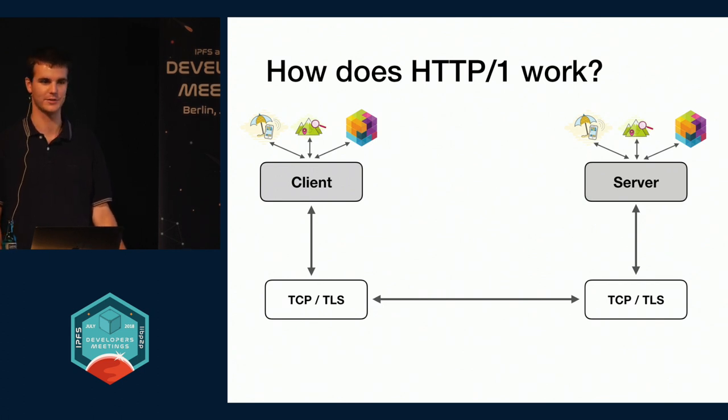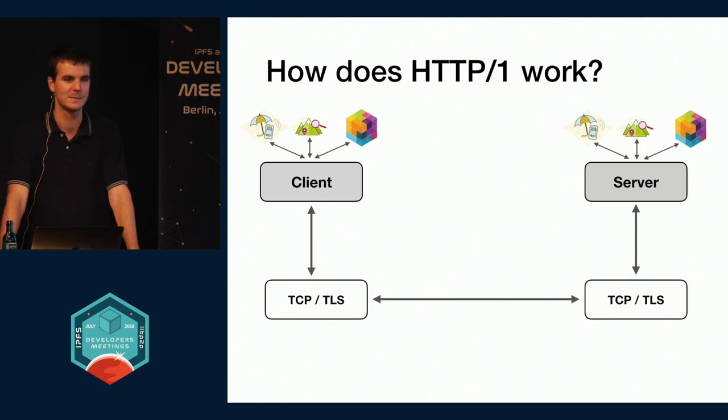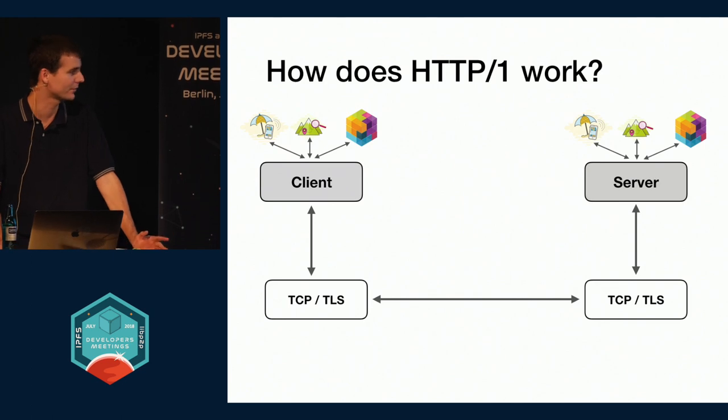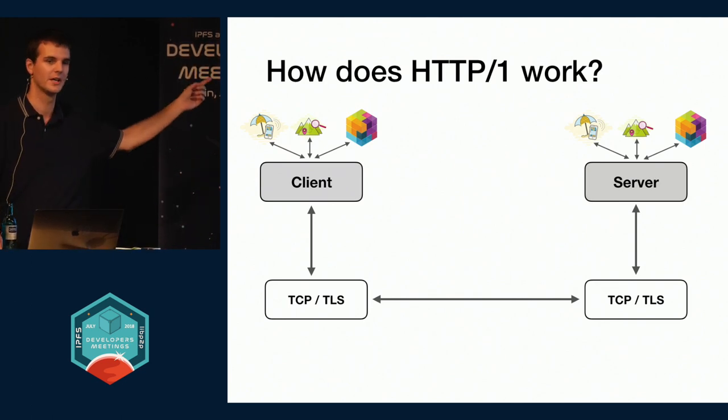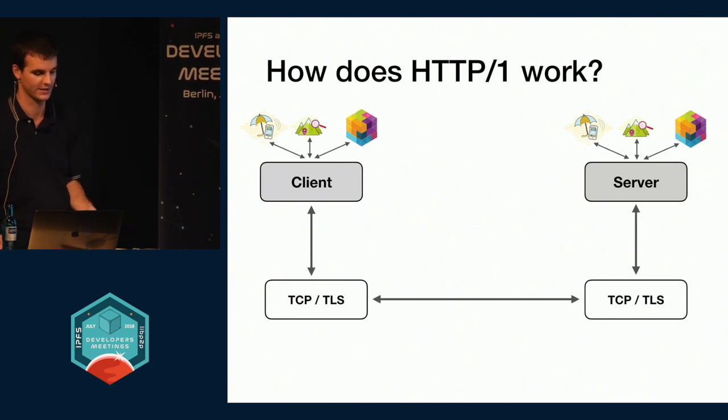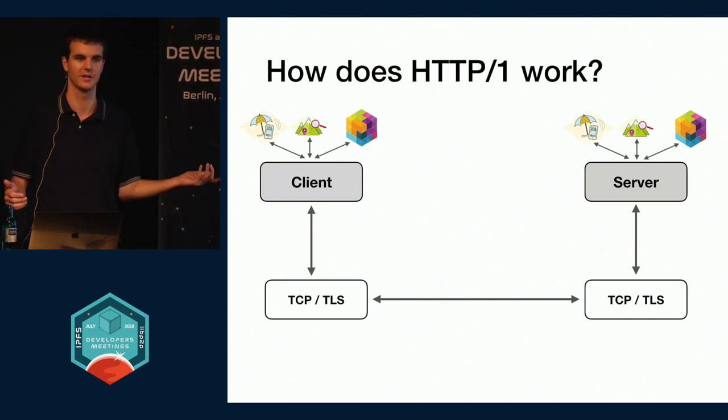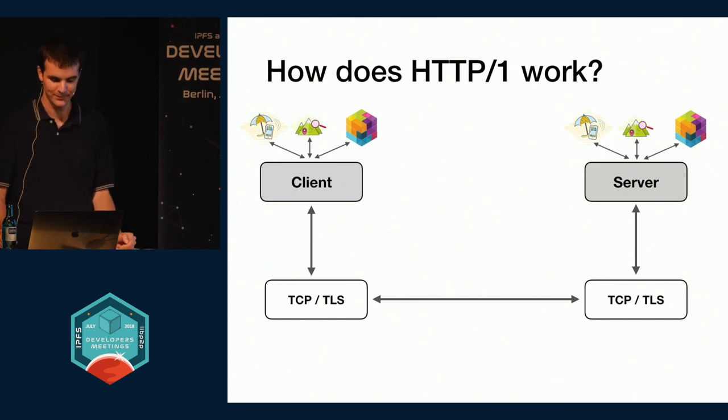Can everybody see what's wrong with this? Why don't we want to do this? Right, we have head of line blocking here. We have to wait for every object to first arrive before we can request the second object. And now imagine the first object is like a 5 megabyte image.